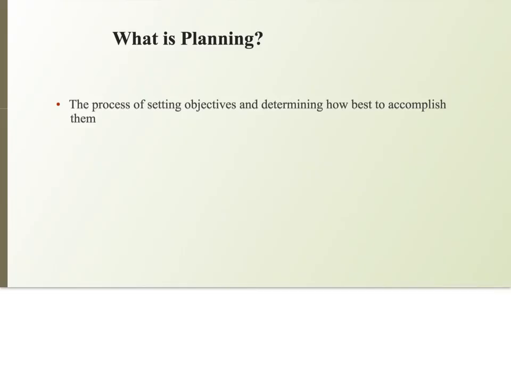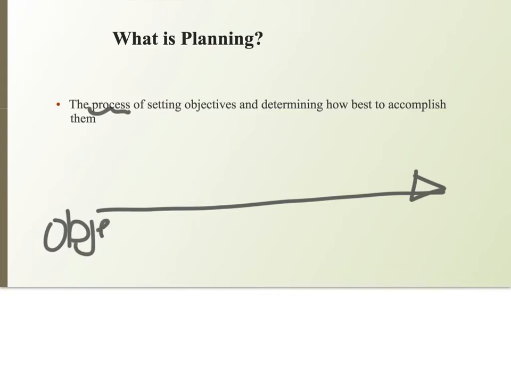So what is planning? Planning is a process. It involves setting an objective, which is a specific result that you intend to achieve, and determining how best to accomplish it. Another way of looking at planning is as a roadmap. Where do you want to go? That is your objective. And how you will get there is the plan.